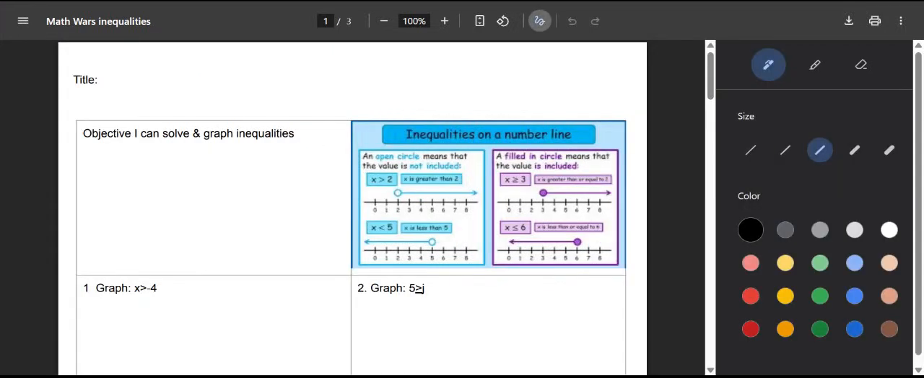Hey mathematicians, today we are going to talk about how we can solve and graph inequalities.